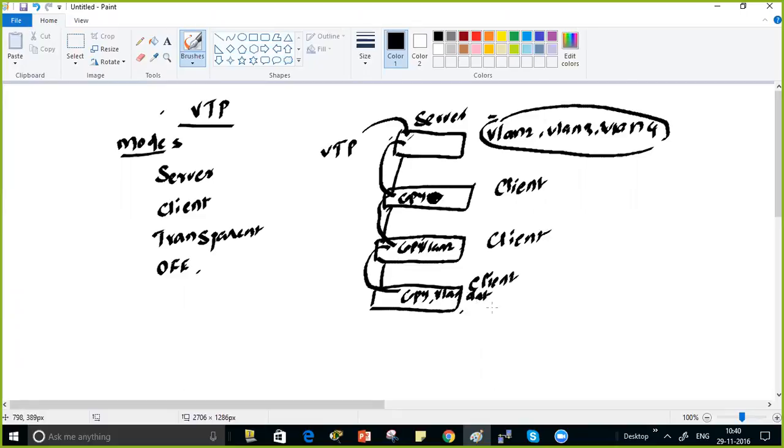But it doesn't maintain any vlan.dat file in the flash. It will just maintain a copy of that VLAN information.